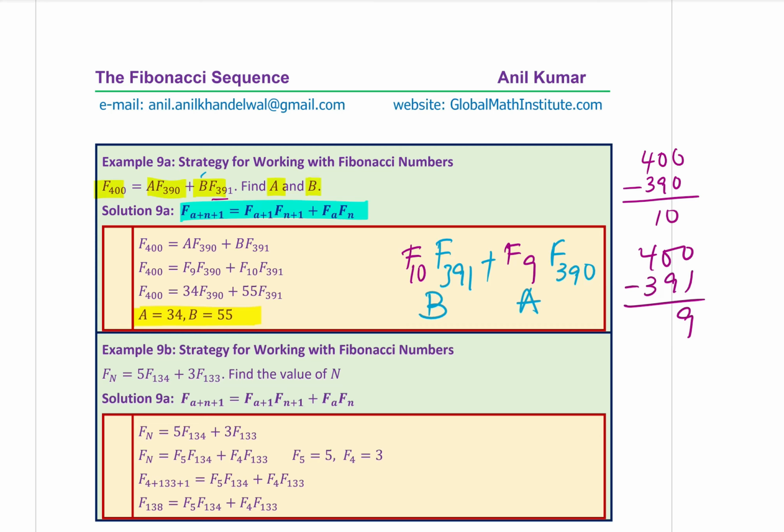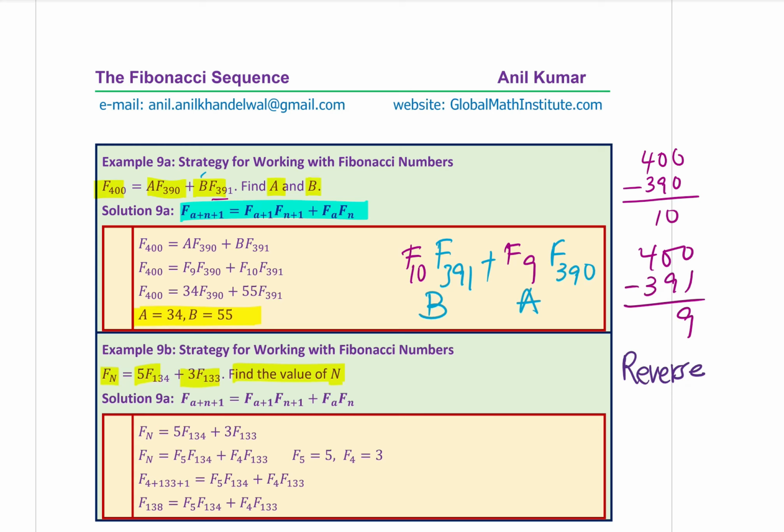Okay. Now here is the next example based on the same concept. The question here is F of n is 5 times F134 plus 3 times F133. Find the value of n. So we're trying to do the reverse operation, right? So this time we'll do the reverse operation.